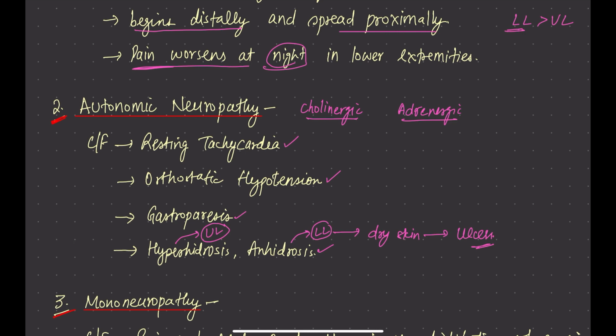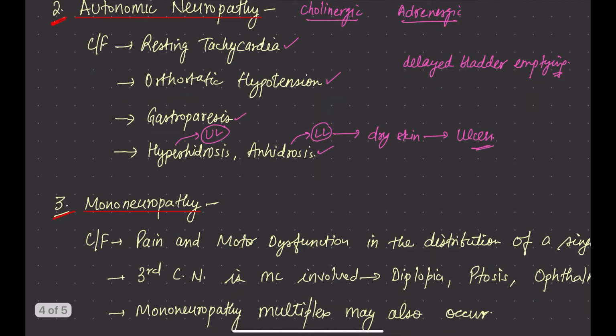What else can occur in autonomic neuropathy? There can be delayed bladder emptying or difficulty in emptying the bladder. Right, that is all about autonomic neuropathy.